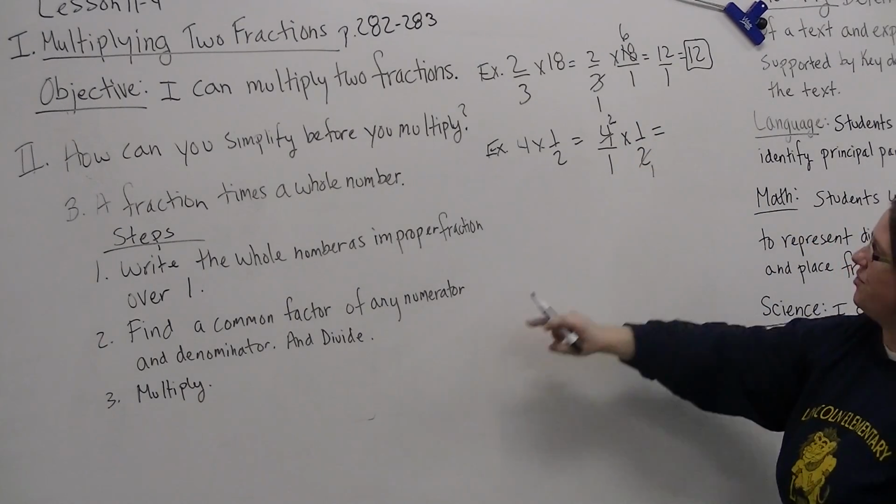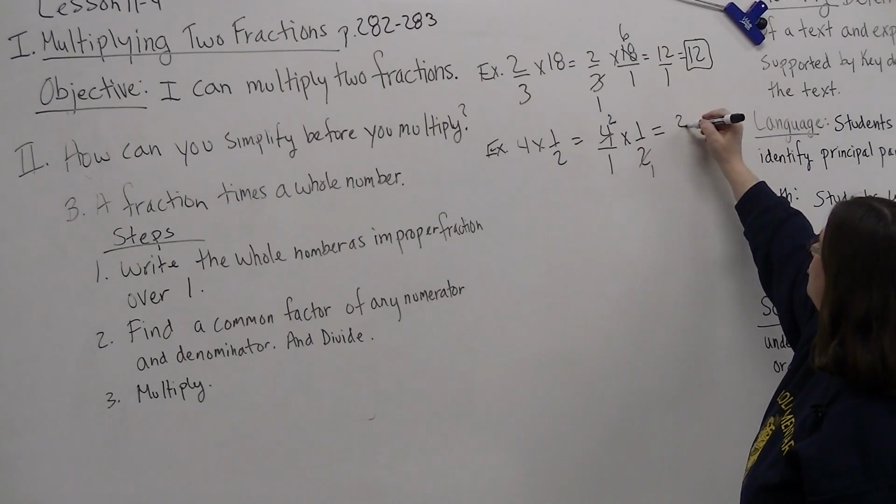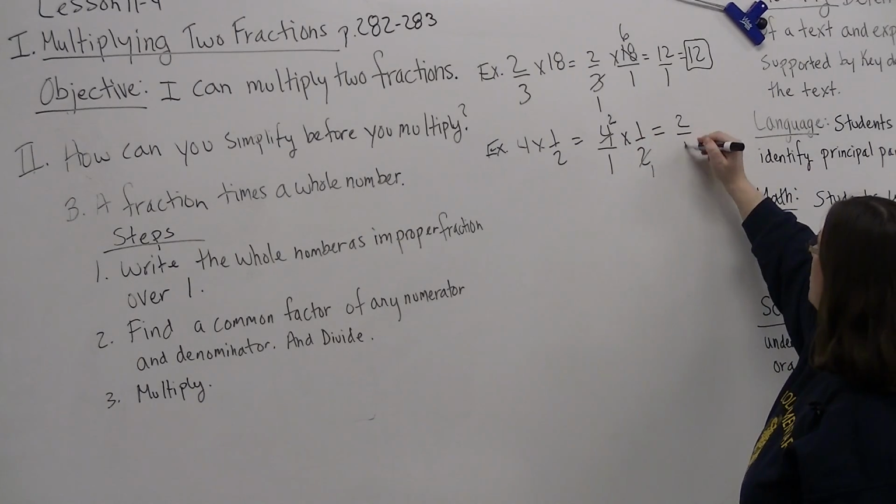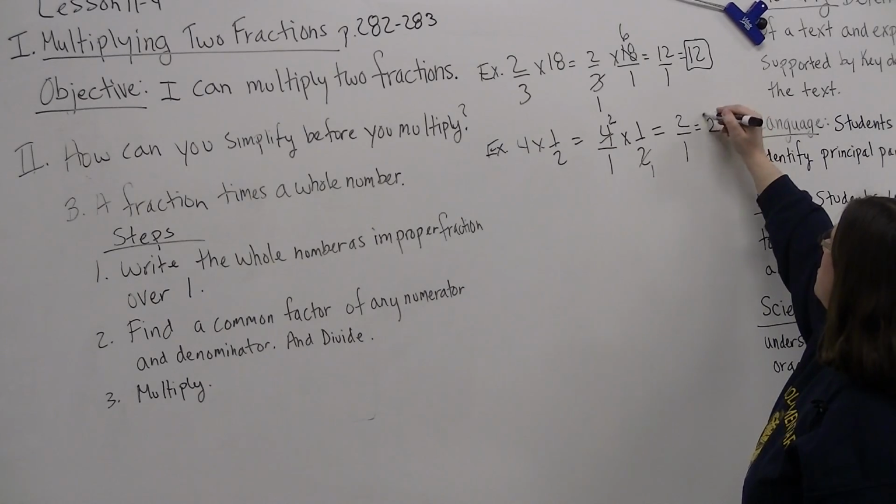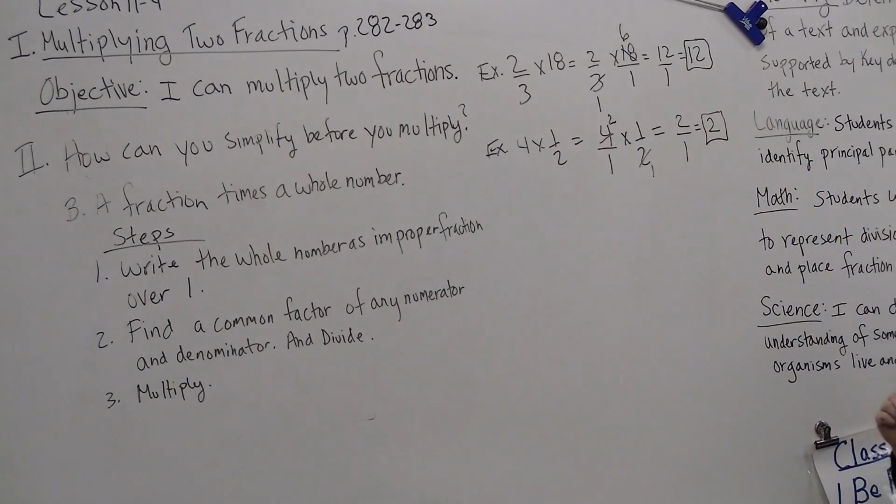And now, step 3, multiply. 2 times 1 is 2, and 1 times 1 is 1. 2 over 1 equals our whole number, 2. Take a minute again, if I'm going too fast, to go ahead and copy that down.